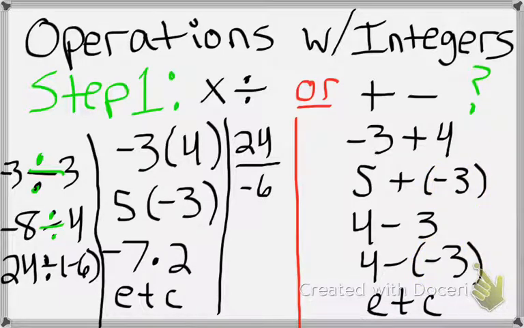So once you've decided, step one for any operation with integers question, whether it's multiplying or dividing or adding or subtracting, we're now going to go through the steps for each of those. And we're going to start with multiplying and dividing, because those are the easiest ones. Those are the ones that look the most like what we're used to doing with regular numbers. And then we'll talk about the adding and subtracting ones.